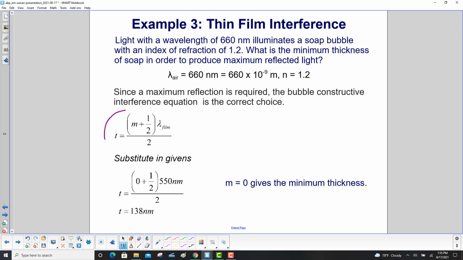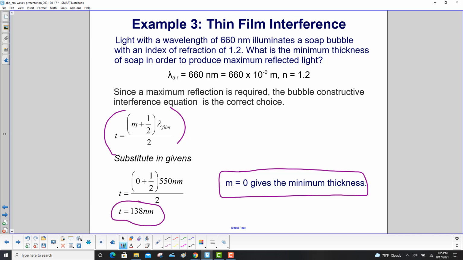We bring our equation over for t, and since we want the minimum thickness, we start with m is equal to 0. So then you have 0 plus 1/2 times 550 nanometers over 2, and the minimum thickness is 138 nanometers.